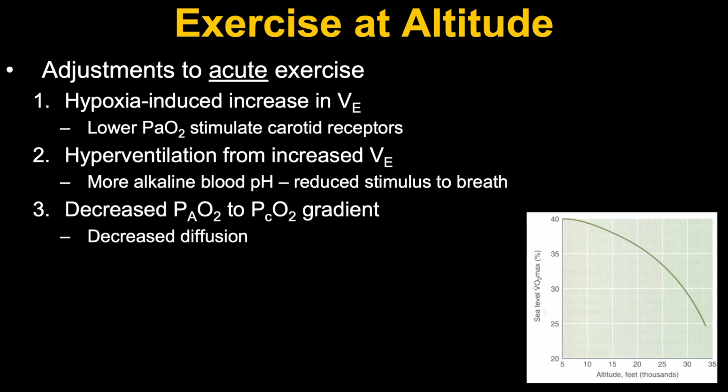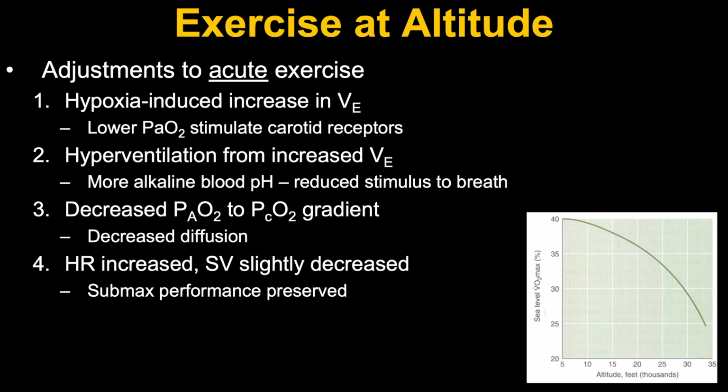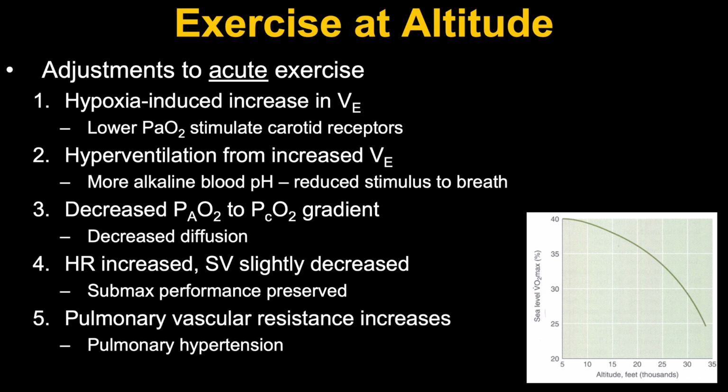This is going to decrease the alveolar to capillary pressure gradient, which means now that we have less driving pressure, we have less diffusion of gas going from the lung to the blood. Heart rate is also going to increase because stroke volume is slightly decreased. This actually preserves submaximal exercise performance. As we've already discussed, the pulmonary vascular resistance is going to increase, which results in pulmonary hypertension.